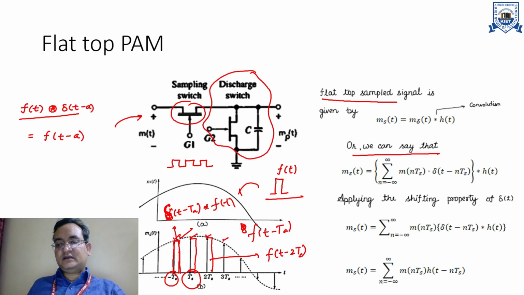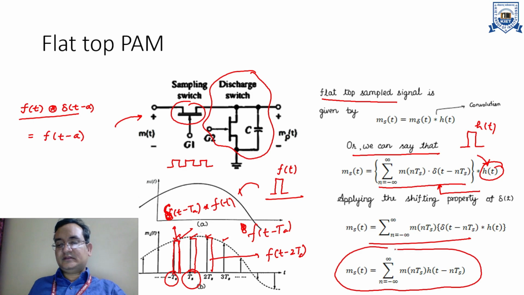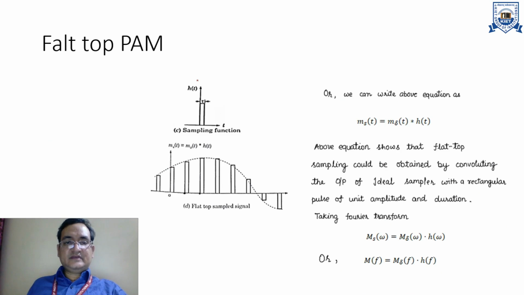So we can say that this is our ideally sampled signal, and I am just convolving it with h of t. What is my h of t? h of t is a single rectangular pulse. This is our h of t. So when we convolve the ideal impulse sampled signal with h of t, we will get this value. So this is how we can obtain mathematically the flat top sampled signal. This is the h of t as I have discussed. This is our flat top sampled signal.